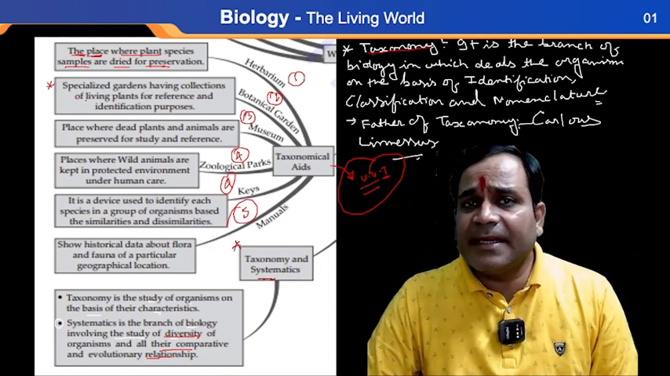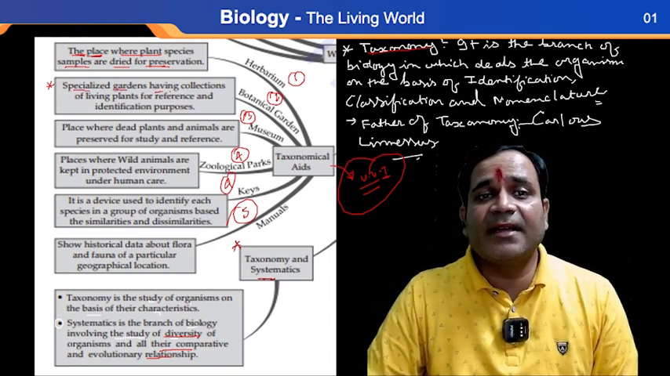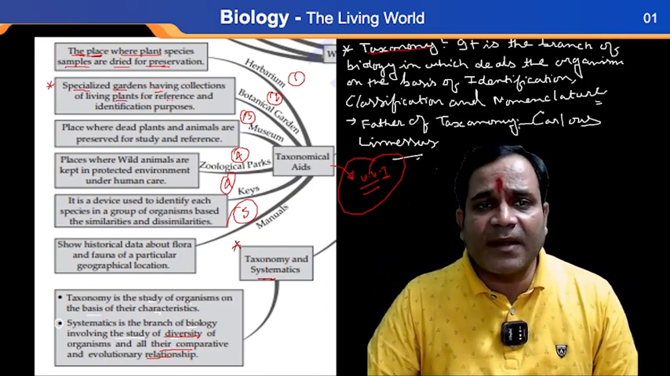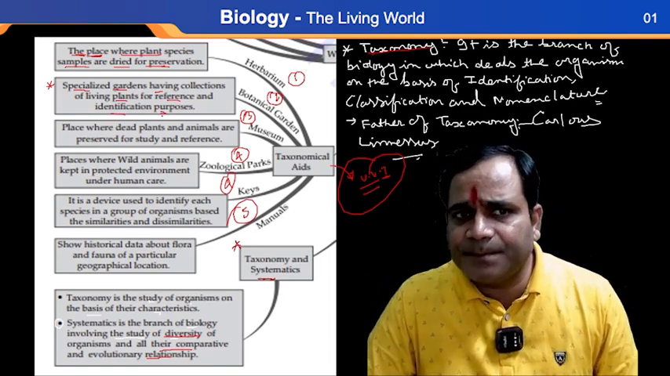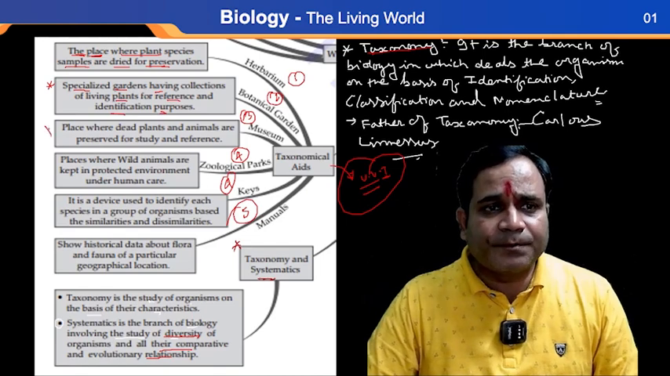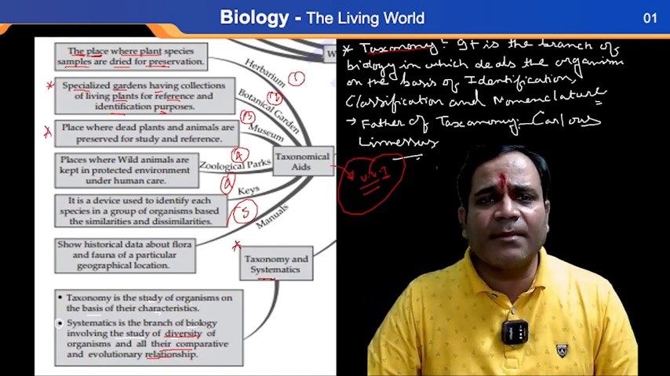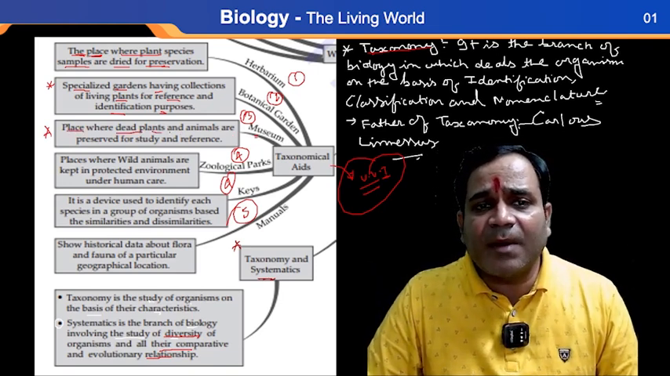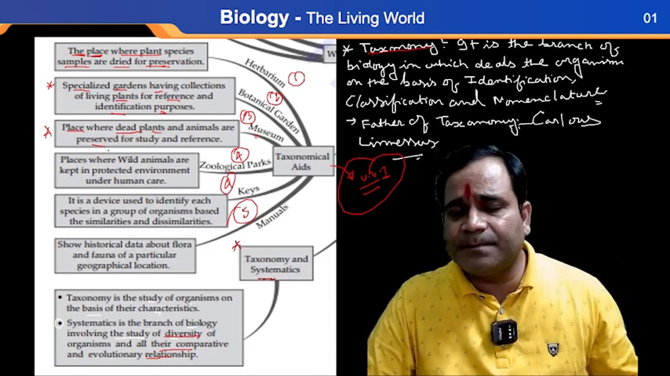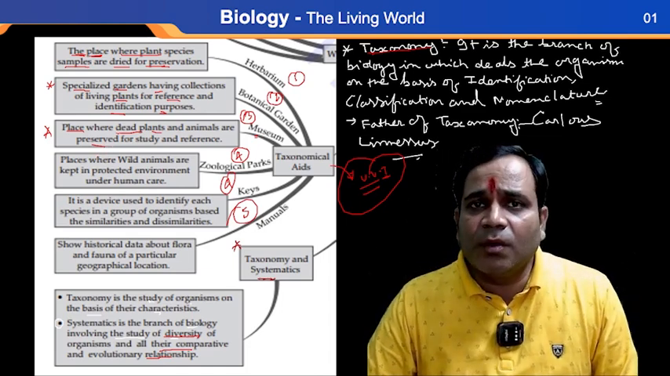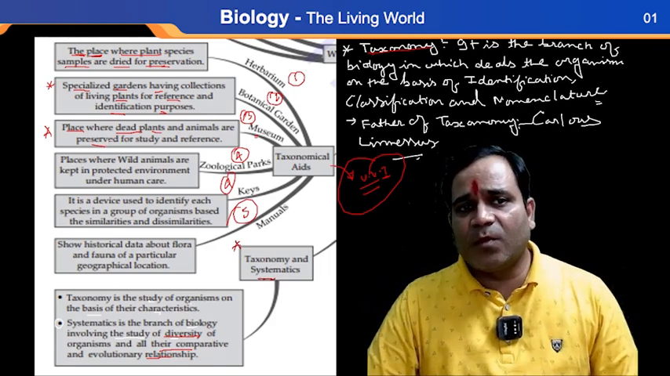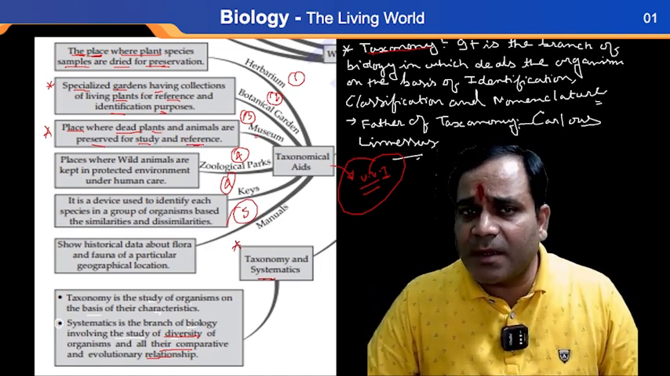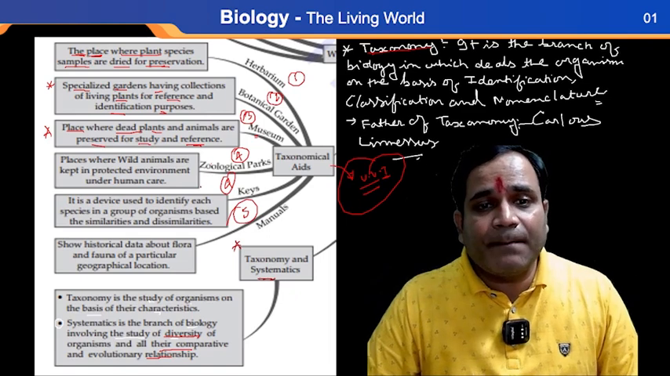What do you mean by a botanical garden? It is a specialized garden having collections of different living plants for reference and identification purposes, my dear. Now, what about the museum? A museum is the place where dead plants and animals are preserved. Whenever you visit a museum, you see the dead plants and animals preserved for study and reference. That is known as a museum.